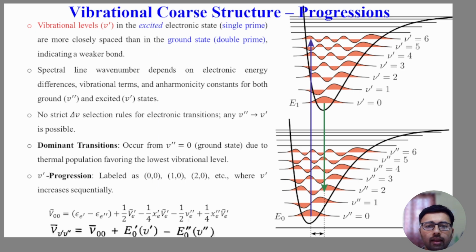In our next lecture, we will learn how to organize these complex spectral lines using a powerful analytical method called the Deslandres table. This method allows us to systematically arrange vibrational transitions and extract important molecular constants from experimental spectra.